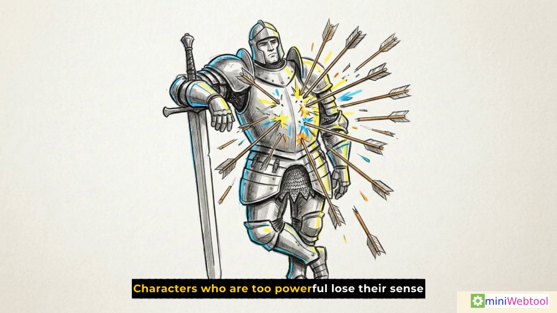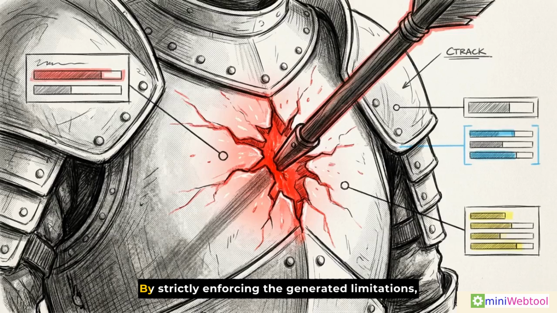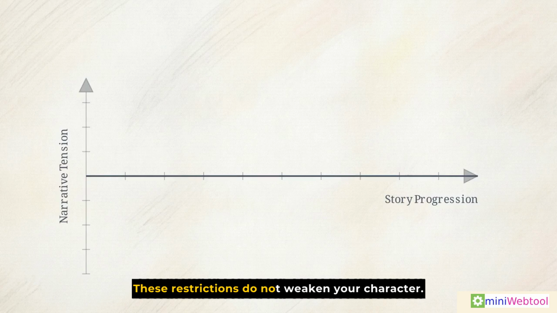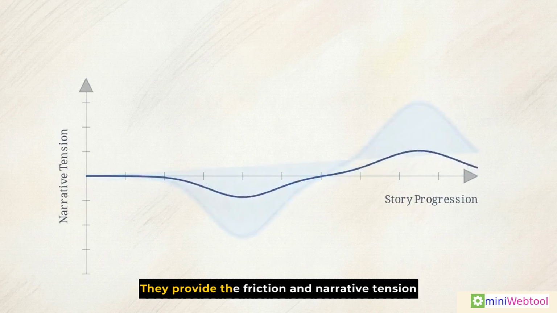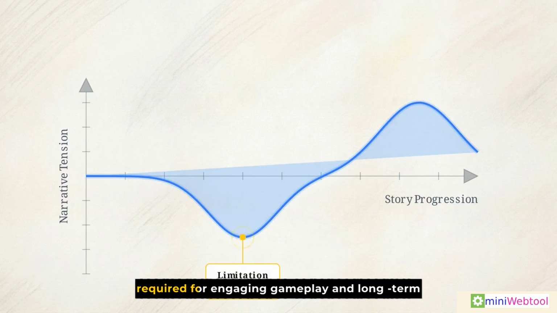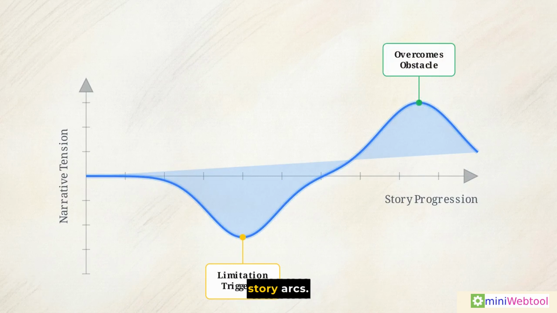Characters who are too powerful lose their sense of danger. By strictly enforcing the generated limitations, you inject immediate risk into the character's profile, making them vulnerable. These restrictions do not weaken your character. They provide the friction and narrative tension required for engaging gameplay and long-term story arcs.